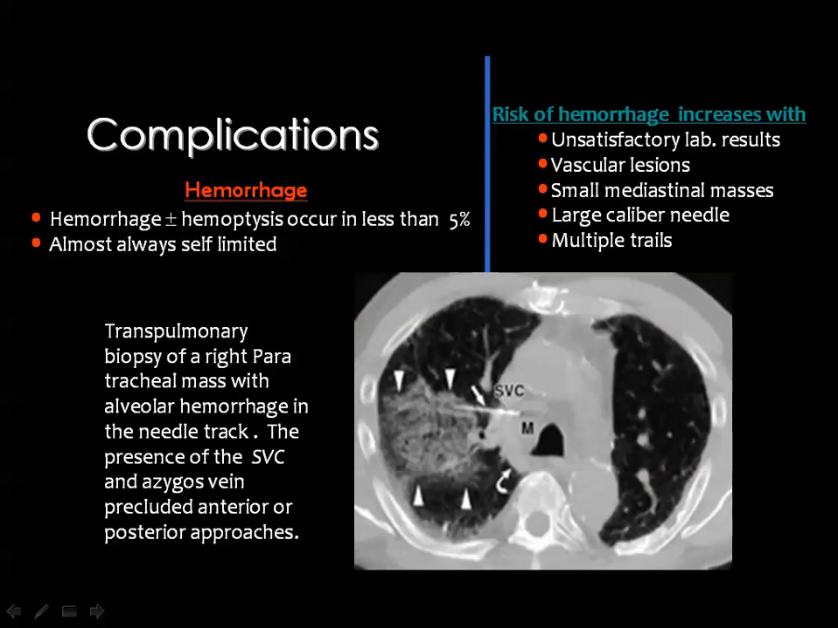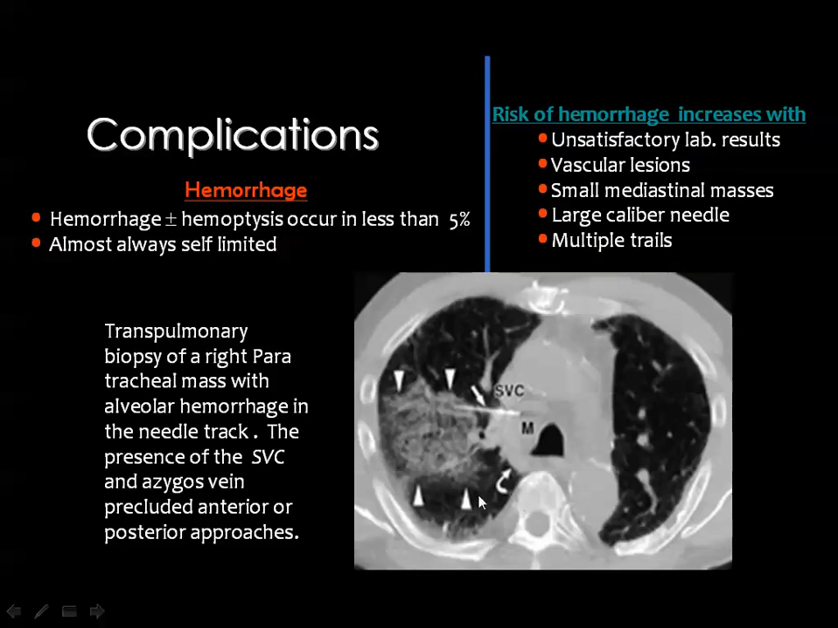Hemorrhage is the second most common complication of transthoracic needle biopsies, and the risk of hemorrhage increases with unsatisfactory lab results, when the coagulation profile is not good. It also increases with biopsying vascular lesions, biopsying small mediastinal masses which are intimately related to the major vessels, the use of a large caliber needle, and of course multiple trials.